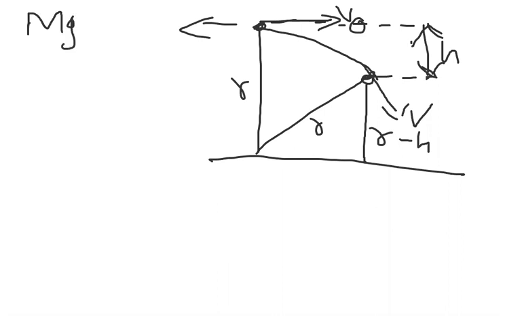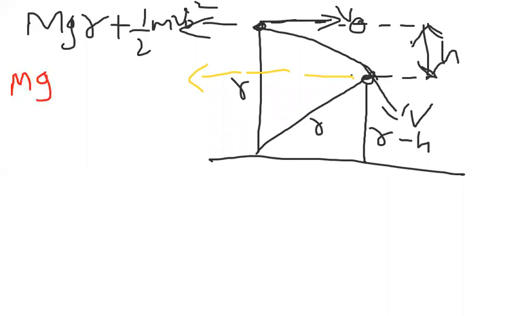mg into total height is nothing but radius, mgr, plus the kinetic energy, which I can write as half m v naught square. This is at the position at the top here. Now again at this position, what is the energy? Total energy at this position means it is at what height? mg into height, which we can write as r minus h, plus half mv square.